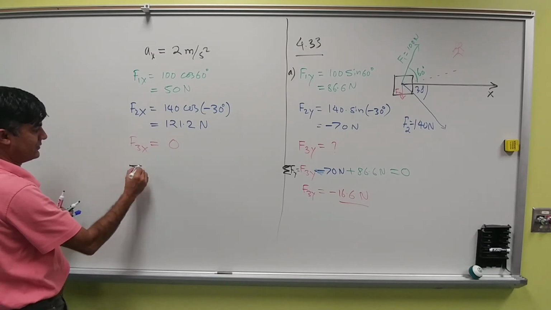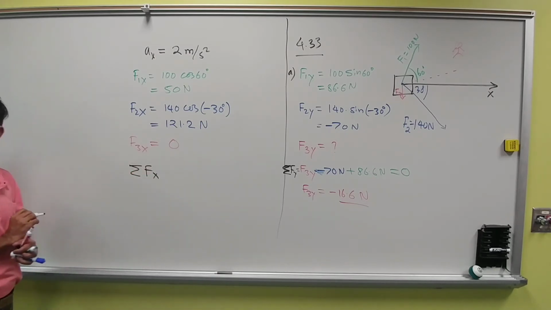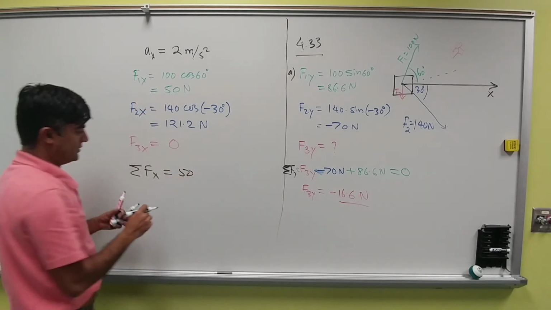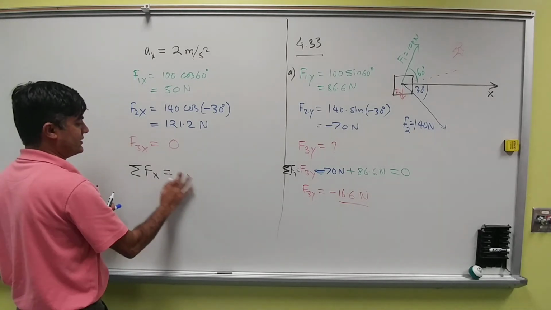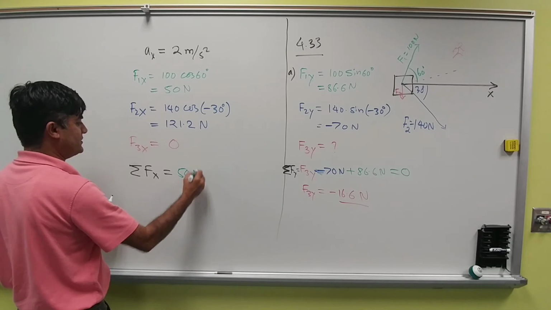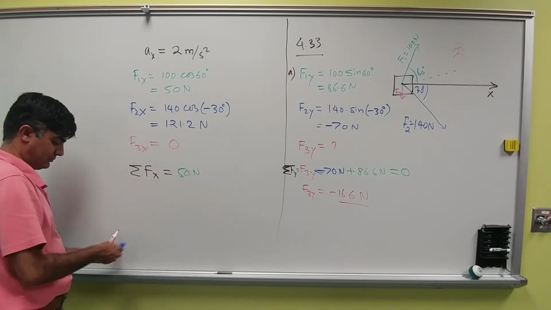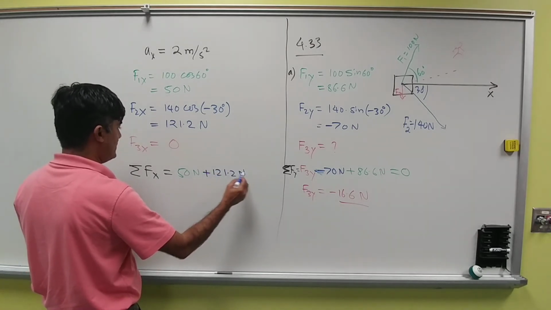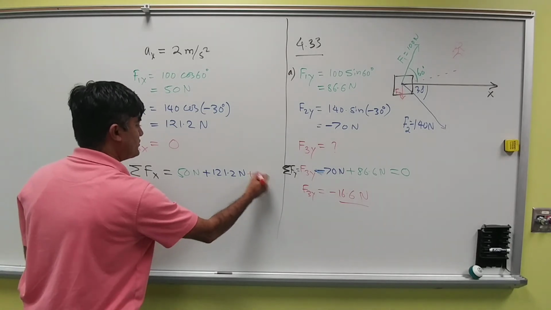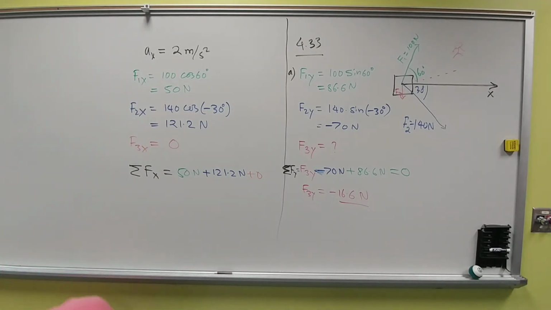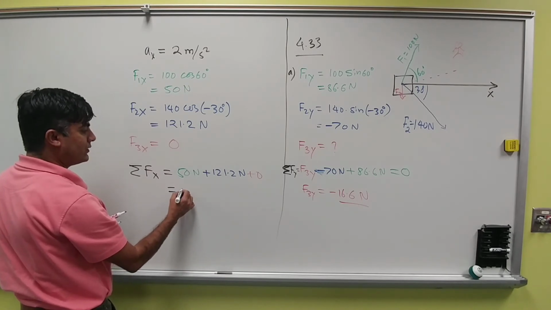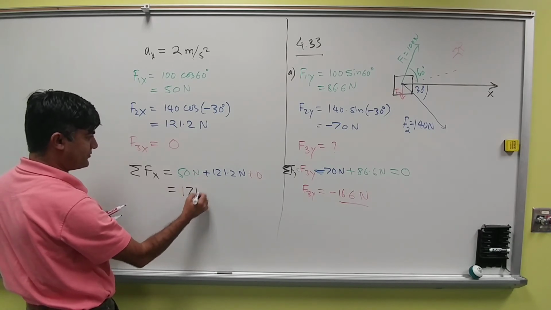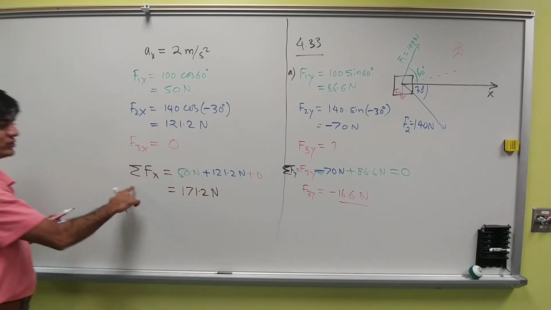So the total of F along x is what? You just add all of them. 50 Newton plus 121.2 Newton plus 0. So this will be 171.2 Newton. So your total force is this.